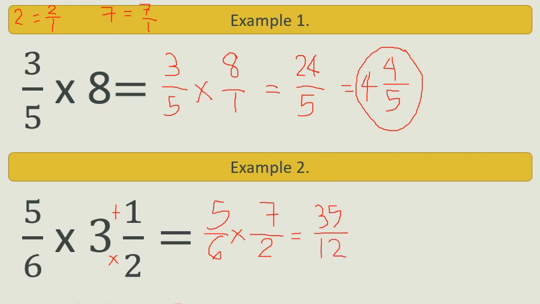Ngayon, siya ay improper ulit. Anong gagawin pag improper? Gagawing mixed number. Ilan bang 12 meron sa 35? Meron tayong dalawa. Ilan ang matitira sa 35 kapag nabawasan na natin siya ng dalawang 12 or ng 24? 35 minus 24 ay 11. And then, ang denominator natin obviously is 12. So, ito na magiging answer natin: 2 and 11/12.